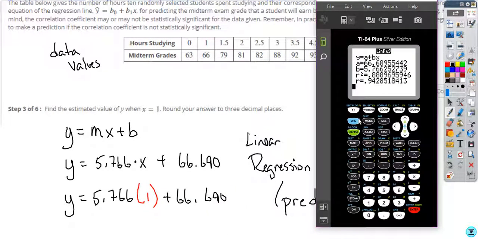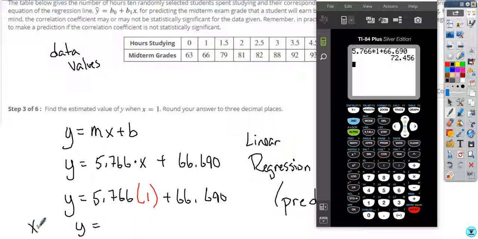So we pull up our calculator, I go to my home screen. So remember, to go to home, you hit second and mode, and you can see that there's a quit right there. That means we're going to go back to our home screen. So I take 5.766 times 1 plus 66.690. And my solution is, when x is equal to 1, I plug in, my prediction will be 72.456. Alright, so that's how we're going to make our estimate.